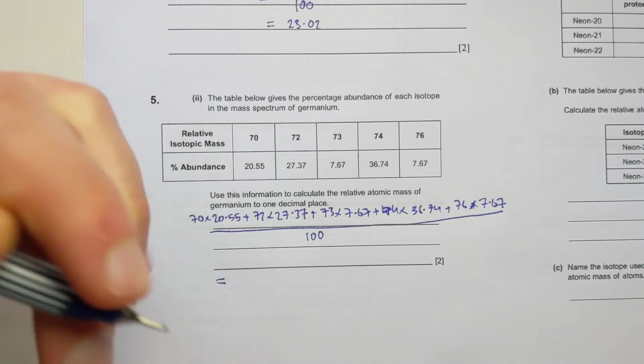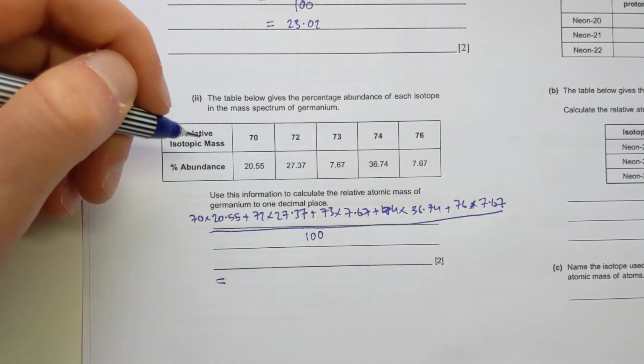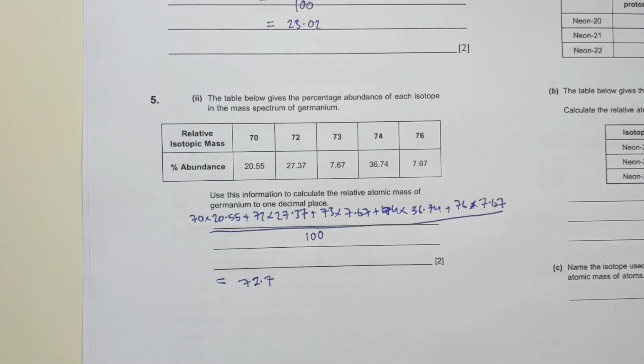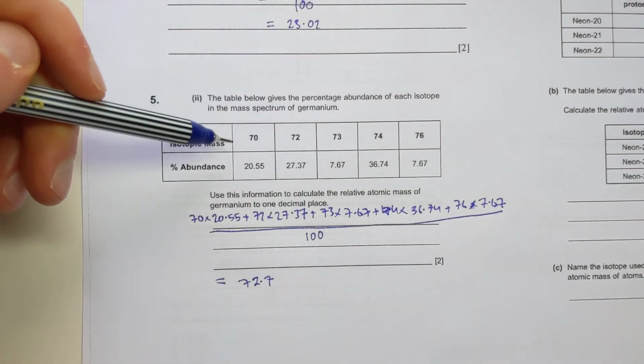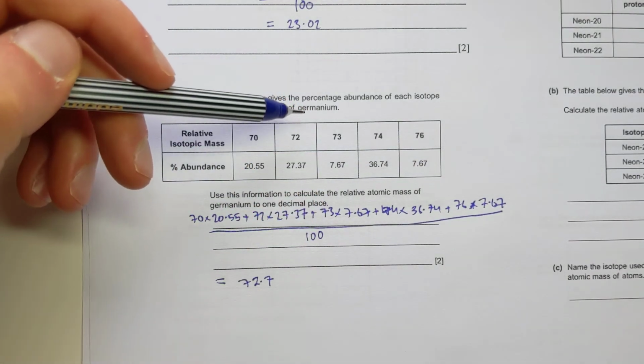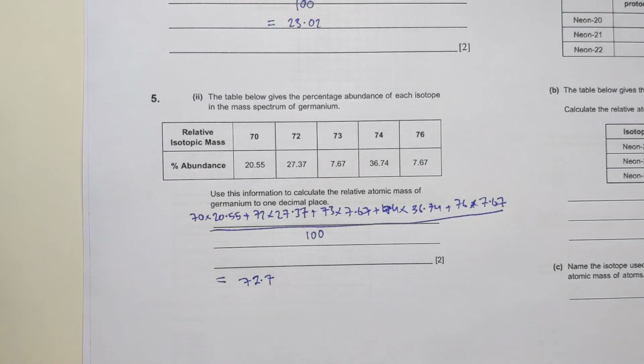Stick it in my calculator, maybe do it twice, just make sure you're not getting the wrong answer. And what you'll end up with is the final answer of 72.7, because they're asked for one decimal place. Common sense check, shouldn't be smaller than the lightest one or bigger than the heaviest one. 72.7 is kind of in the middle, which is kind of where I expect it to be. That looks like a reasonable answer.